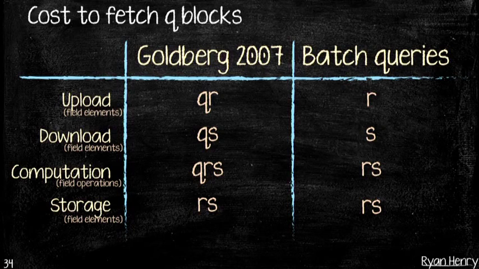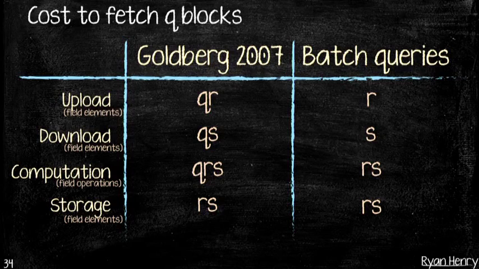If you want to get Q records with Goldberg's protocol, you upload a length R vector, but you have to upload Q of them. So you upload QR field elements to each server. You download a length S element for each query, so you download QS field elements from each server. Each server is doing a vector matrix multiply, which takes RS. It's actually 2 RS field operations, not RS. And we have to do that Q times. And the storage cost at each server is RS. They store the whole matrix.